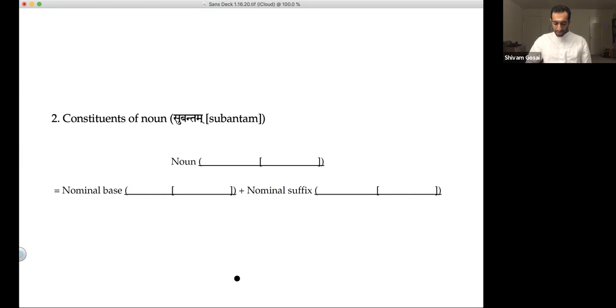So there are only those 2 types of words, and in a sentence, there will always be a verb, either implied or visible there. All the rest of the words will usually be nouns, and those nouns will be meaningfully connected to the verb. Let's fill in the blanks. A noun is called subantam padam. We can write subantam.